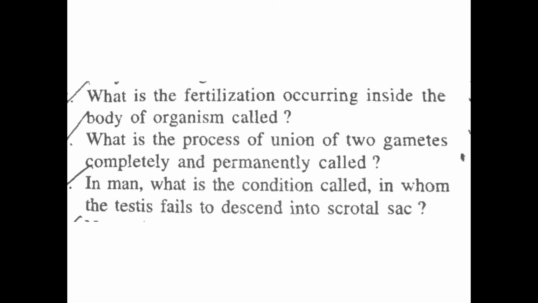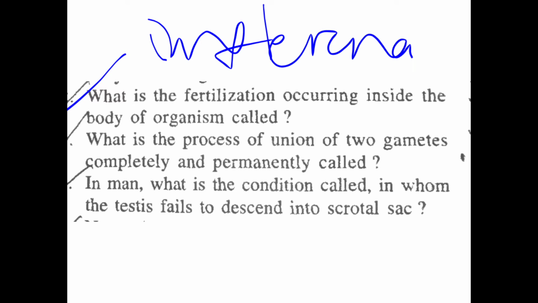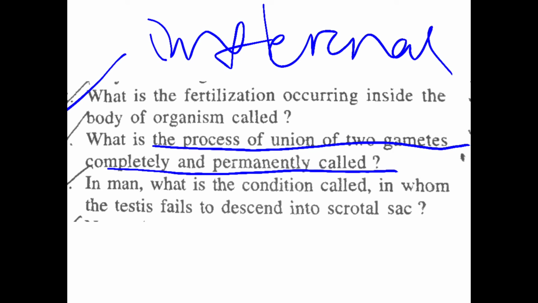Next. What is the fertilization occurring inside the body of an organism? If the fertilization occurs outside, then that is external fertilization. If it is inside, then it is internal fertilization. Obviously, it is internal fertilization. Okay. Then what is the process of union of two gametes completely and permanently?